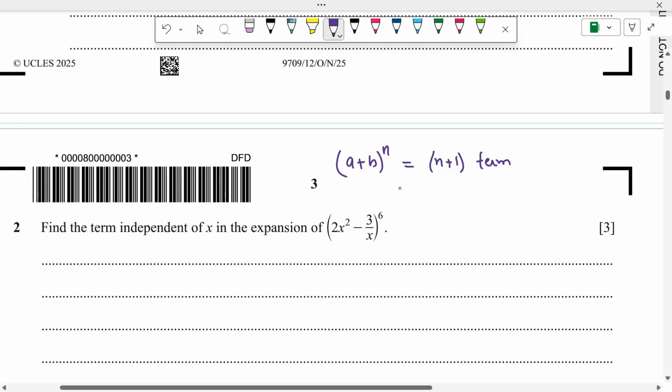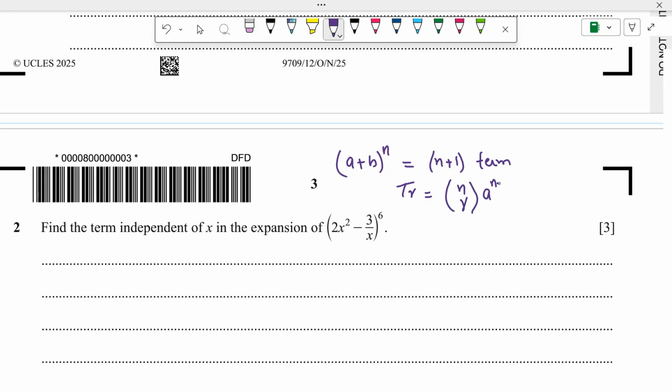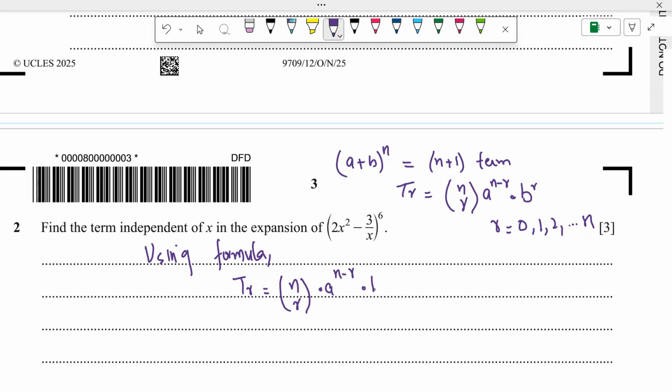To find any term, we have the formula T_r = nCr a^(n−r) b^r. To find any term, r can be equal to 1 up to n. It is given that we need to find the term which doesn't have any x. So we need to find which term doesn't have any value of x by using the formula T_r = nCr a^(n−r) b^r.